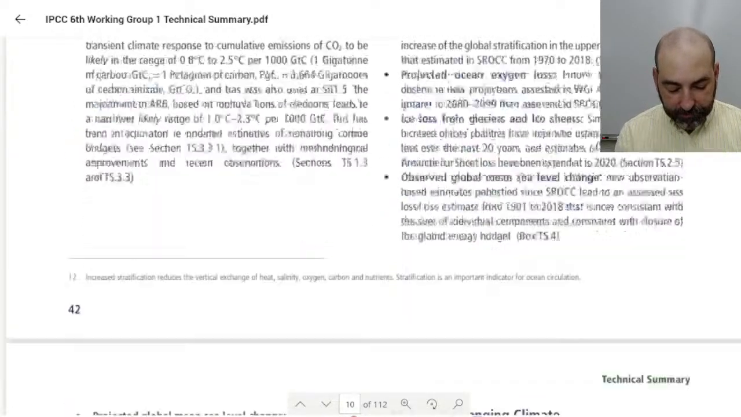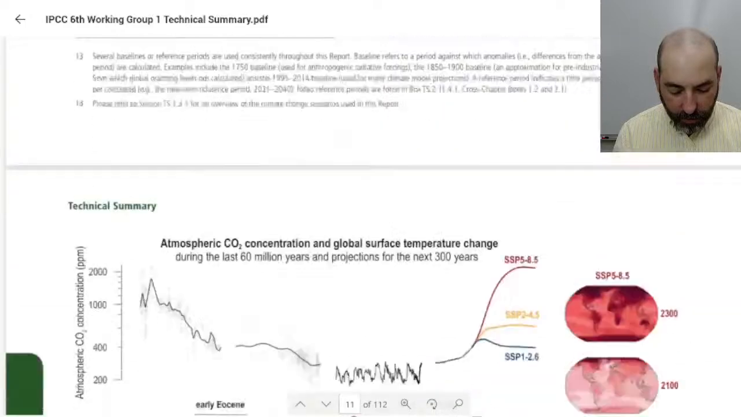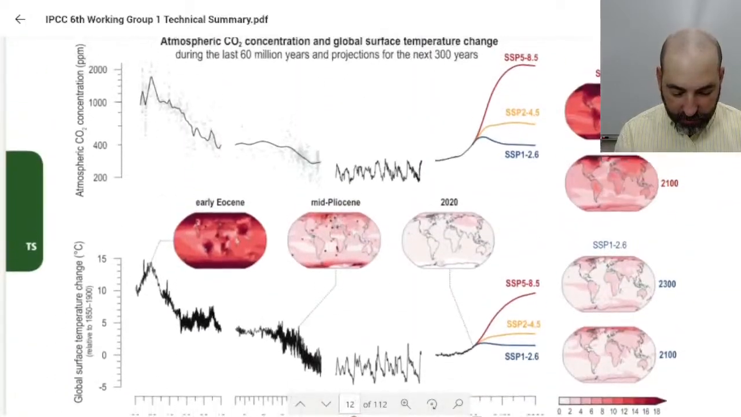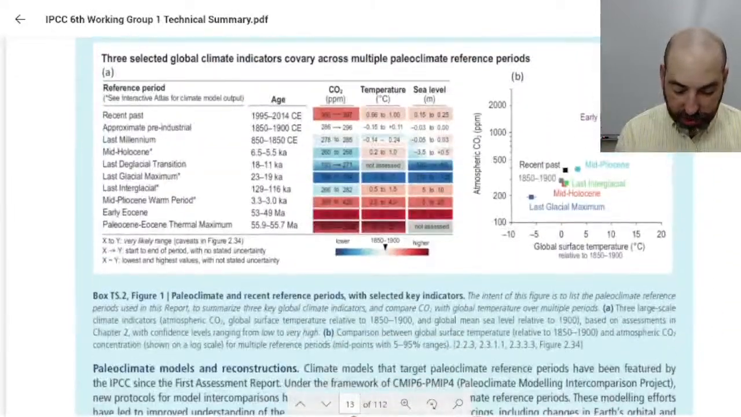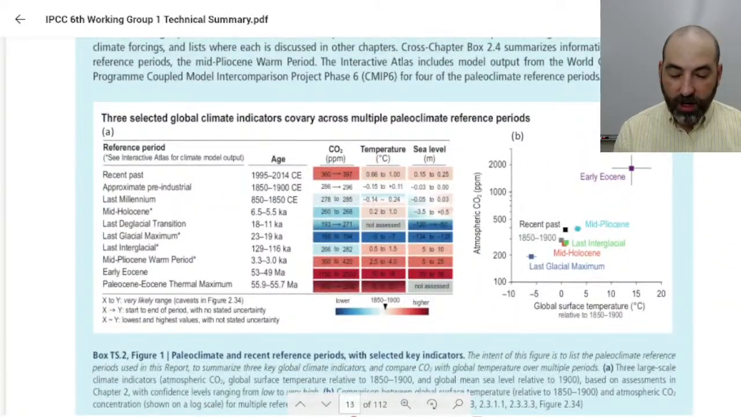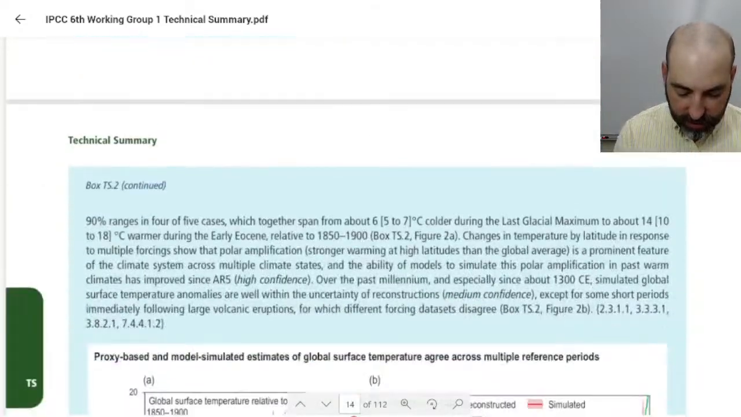And then, of course, the pictures are always really interesting because it's a way to show a lot of data in a relatively small amount of space. So let's take a look at just a couple of these.